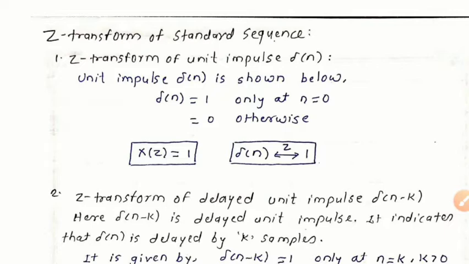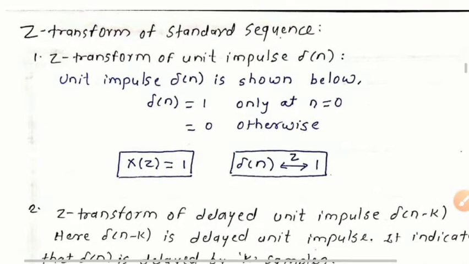The first one is the Z transform of the unit impulse. The unit impulse is denoted by delta of n. The unit impulse has a value 1 for n is equal to 0. So the unit impulse delta of n is shown below. It has a value of 1 only at n is equal to 0, and the unit impulse has the value 0 otherwise.